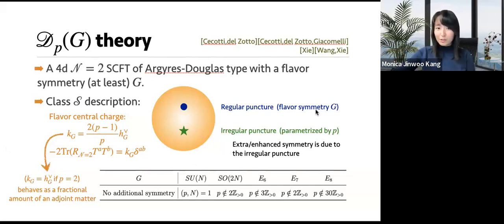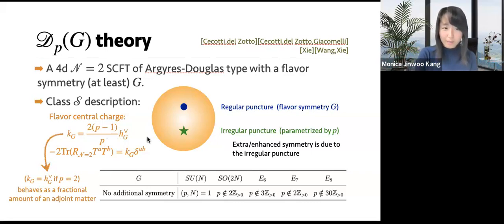So this will be the regular puncture that carries the flavor symmetry G, and this will be another puncture that's irregular. So then the flavor central charge coming from this theory is effectively given as this, as you can see, that has the flavor symmetry. So if the irregular puncture is not enhancing anything, it'll just give exactly matching that contribution. But if that is not the case, we'll always have it modified to grow to a slightly bigger flavor symmetry.